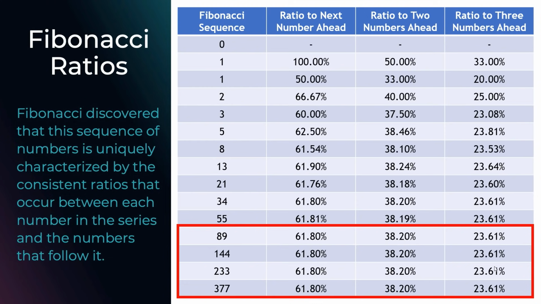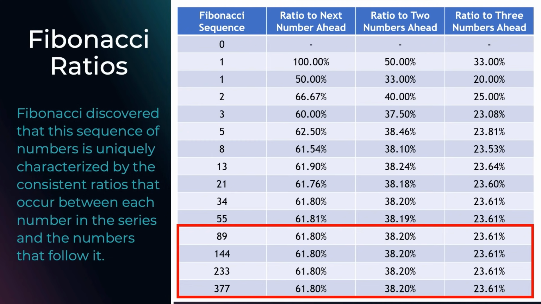And then over in the far column, 23.6 is the number we're getting close to. And again, once we hit 89, we're right there at the 23.61 exactly, all the way up, continuing in the series. So it's quite intriguing that these kind of mathematical ratios exist.